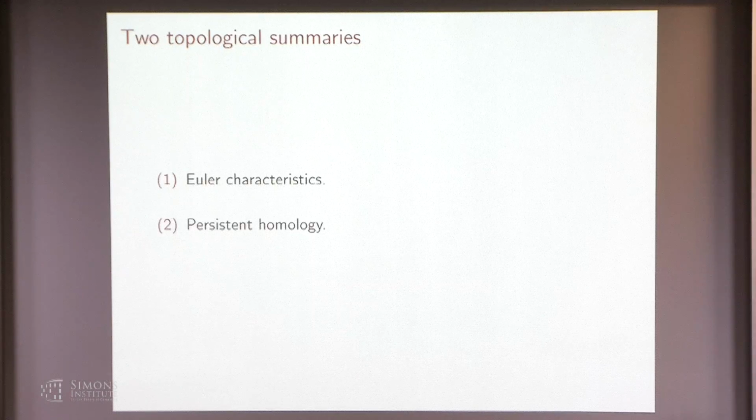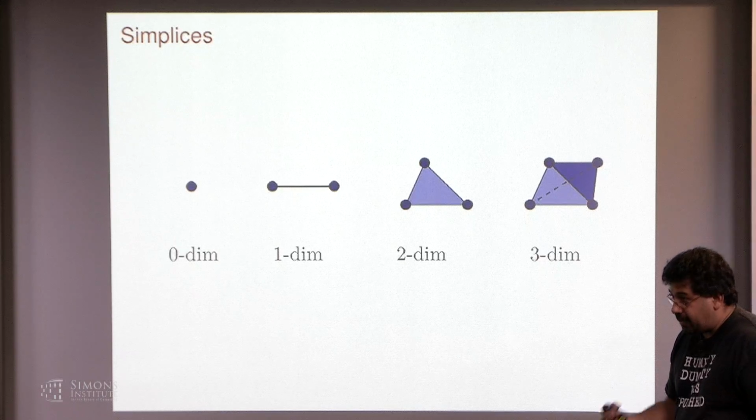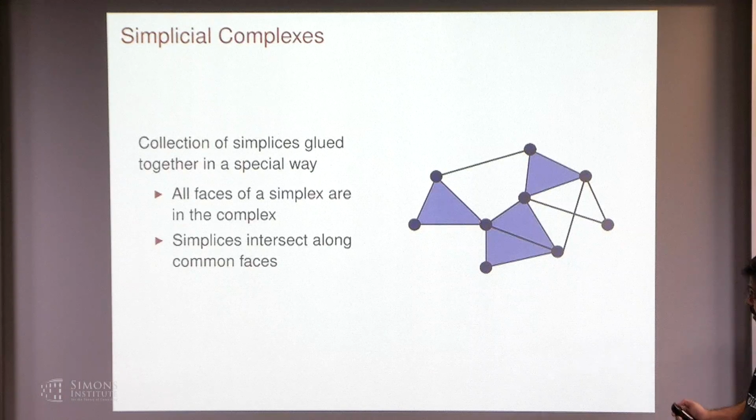I'm going to use 2 topological summaries, Euler characteristic and persistent homology. I'll demonstrate them by picture, and I might also define them. But let me first build up what is a shape, or what I think of as a shape. These are simplices. A point is a 0 simplex, a line is a 1 simplex, this is a 2 simplex, a tetrahedron is a 3 simplex. A simplicial complex is just a collection of simplices where all the faces are in the complex, and simplices intersect along common faces. I'll give you examples of what's not a simplicial complex.